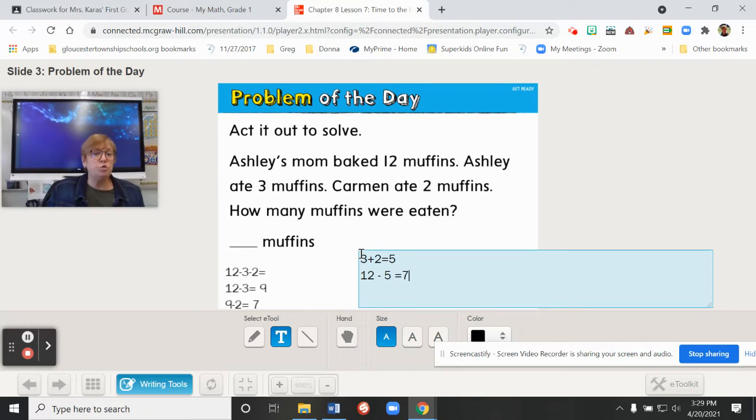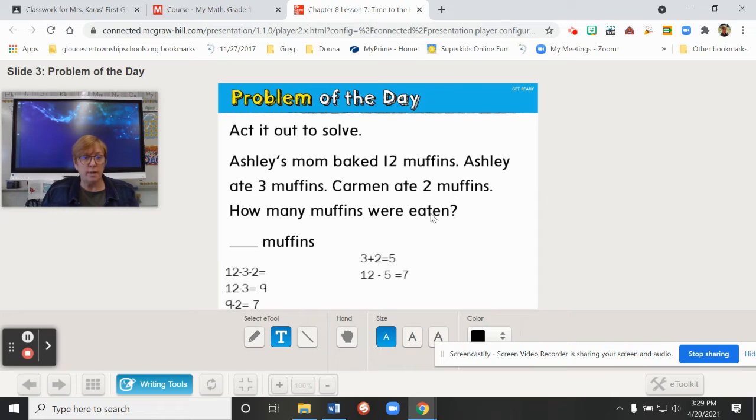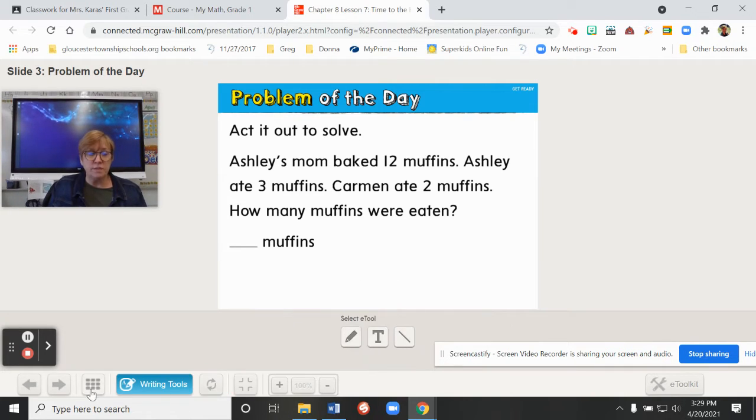Okay? Now, if you chose to draw a picture, that certainly would be okay too. You could just draw 12 circles and X out the 3 and 2 more, and you would get 7 as your solution. So this is a multi-step solution to find your answer, okay? How you go about it is perfectly okay. It's whatever you're comfortable with, but the answer is 7 muffins.